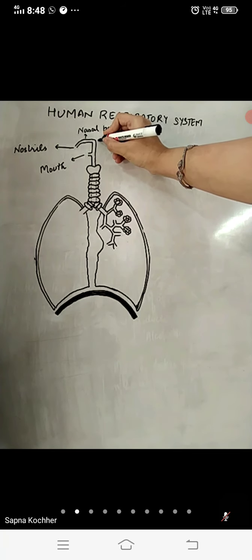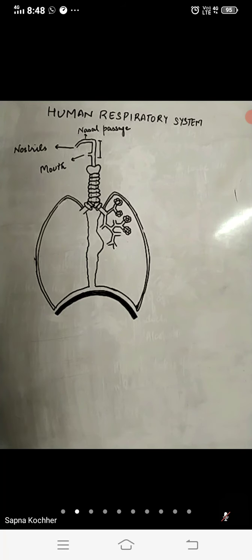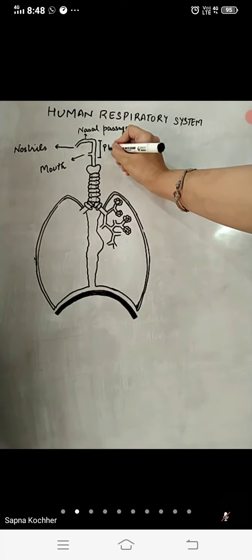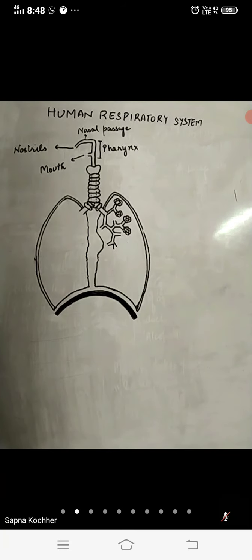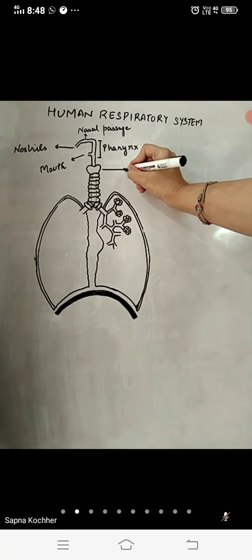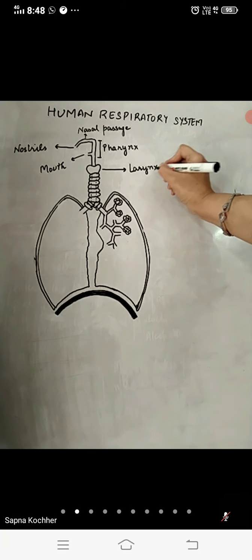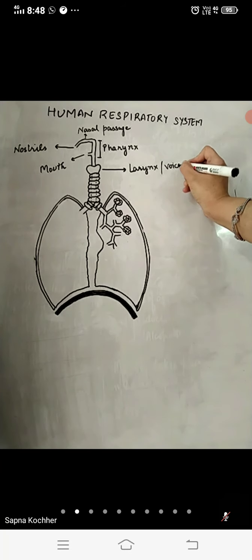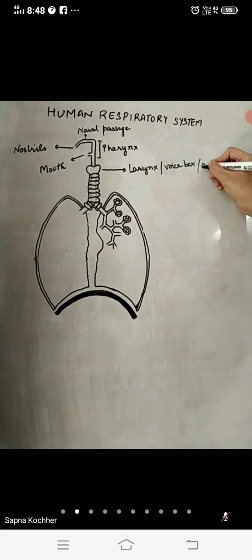Then, this is the common pathway of the mouth and the nose. This common pathway is called the pharynx. This is the pharynx, right? This is the voice box or the larynx. Larynx, or it is also called the voice box, or it is also called Adam's apple.